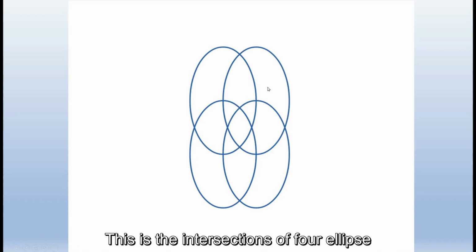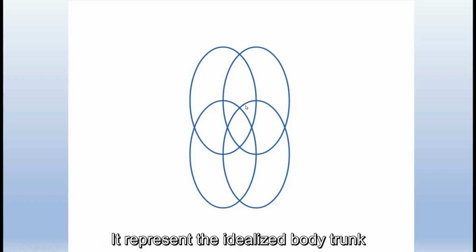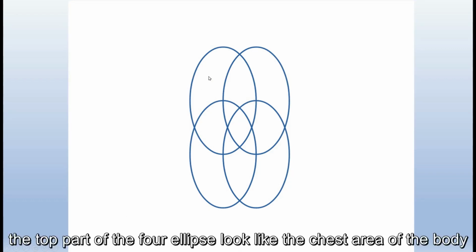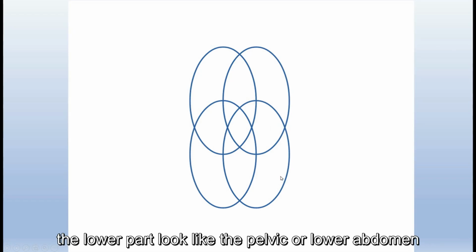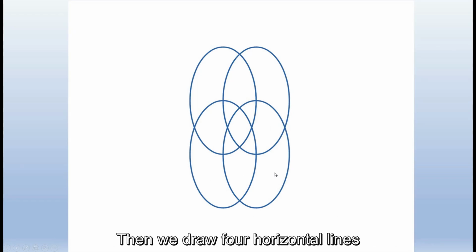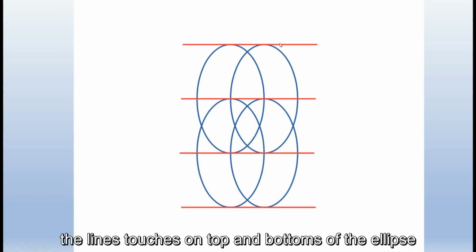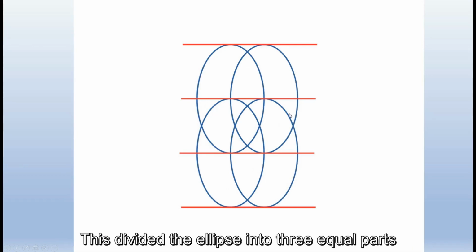Now, this is the intersection of four ellipses. It represents the idealized body trunk. The top part of the four ellipses looks like the chest area of the body. The middle part slims down like the waist. The lower part looks like the pelvic or lower abdomen. Then we draw four horizontal lines. The lines touch the tops and bottoms of the ellipses. This divides the ellipses into three equal parts.